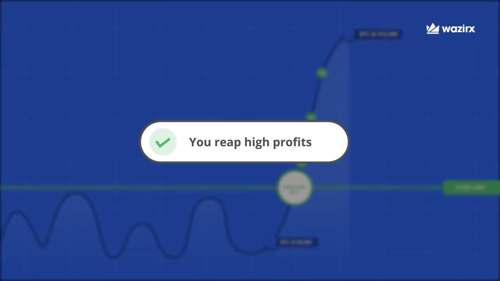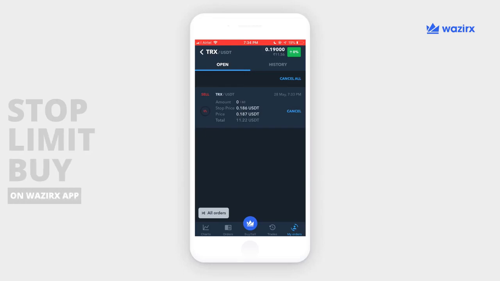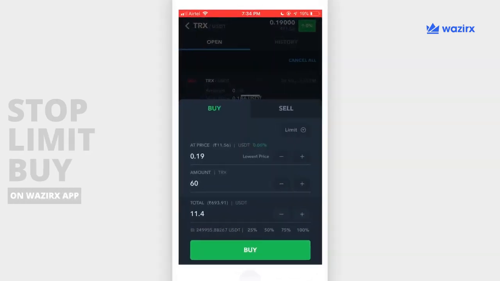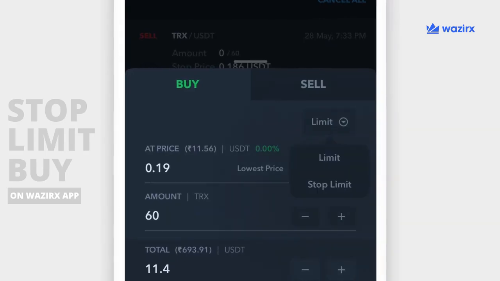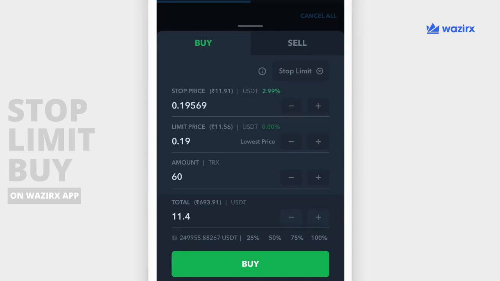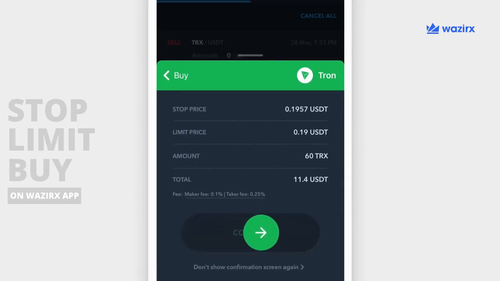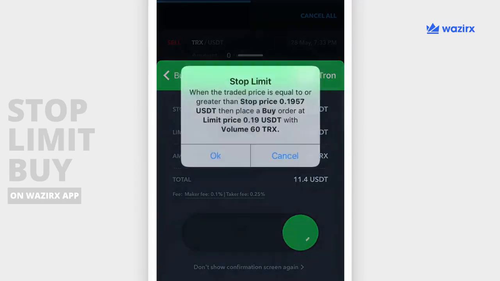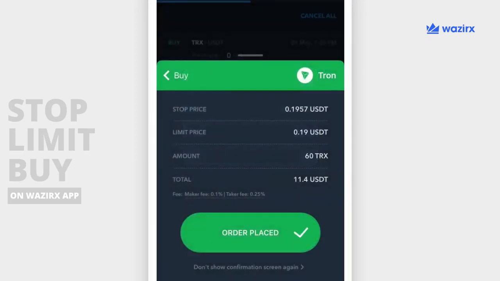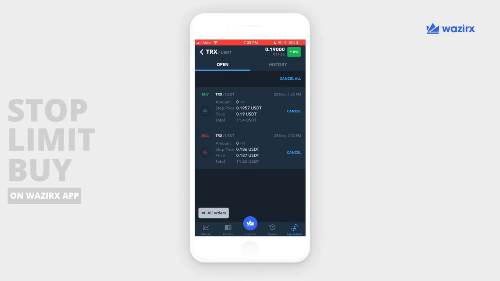Now let's find out how you can place a stop limit buy order on WazirX. Here also you can change the triggered price to whatever level you are comfortable with. You confirm and then you get a message. So congratulations, you have successfully placed a stop limit order.